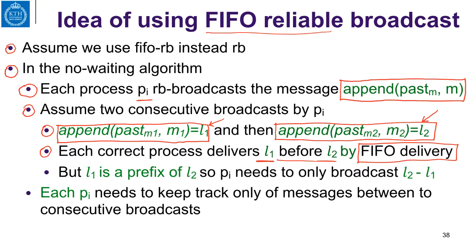But now look at these two pasts. If you look at it, you can see that L1 is a prefix of L2. It means that at the time when any process delivers L2, it has already delivered a prefix of that, and that is L1. Therefore, the sender, PI, needs only to broadcast the difference between these two lists.